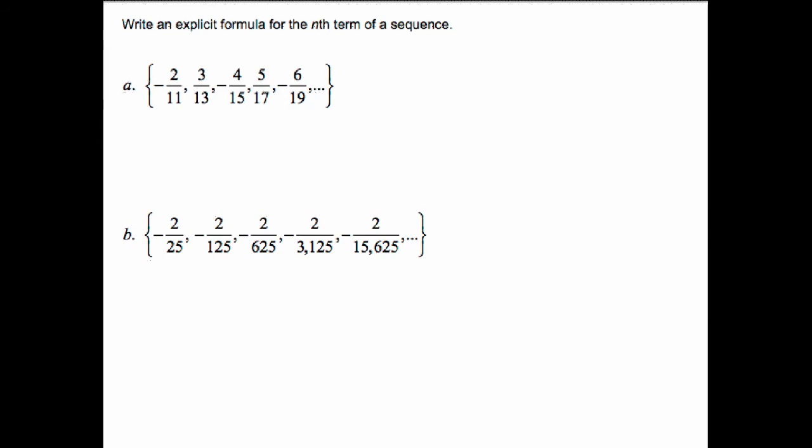Let's write an explicit formula for the nth term of a sequence. The first sequence has the terms -2/11, 3/13, -4/15, 5/17, -6/19, and so on. We'll begin by looking for a pattern, and there are actually 3 patterns that we notice. The first is noticing in the numerator that the values go from 2 to 3 to 4 to 5 to 6. Each of these numbers is 1 more than the previous number. So what does that is 1 times n.